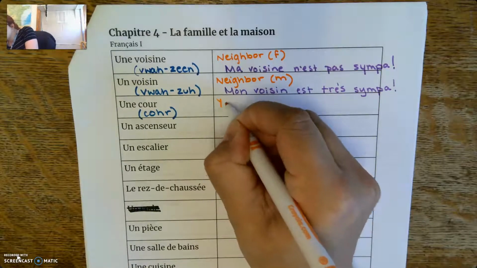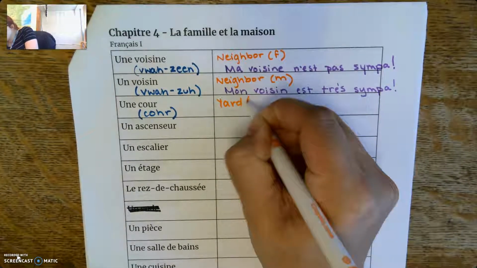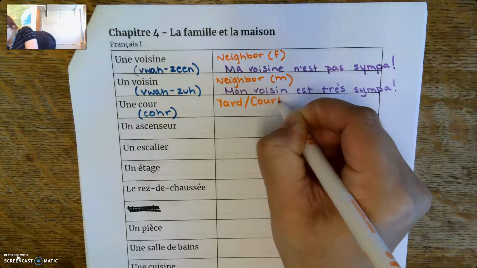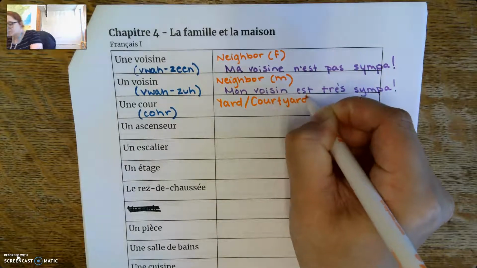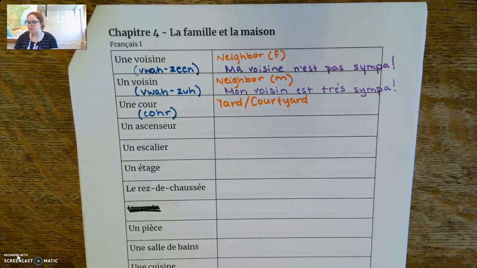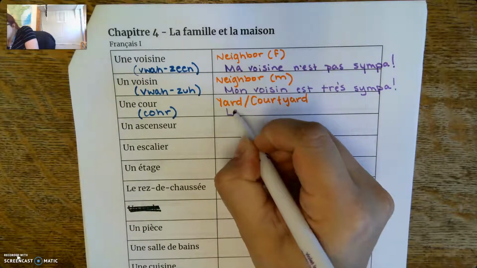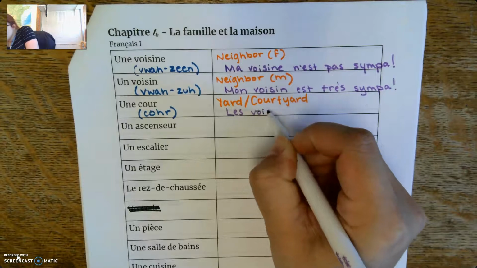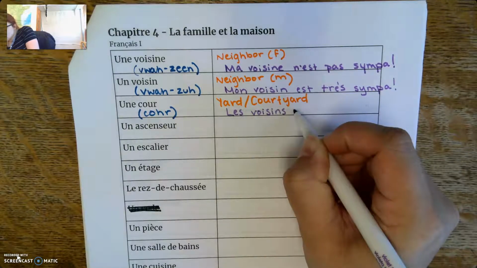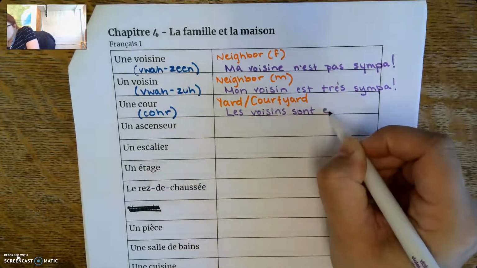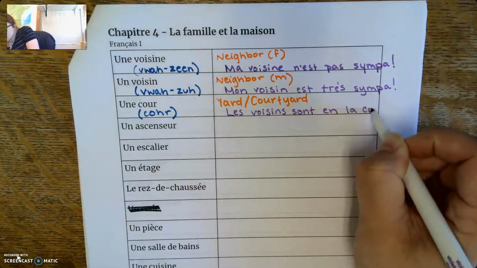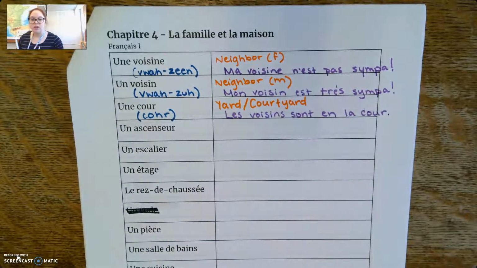This is a yard or courtyard. So for our example sentence, we might write that les voisins sont en la cour. So the neighbors are in the courtyard. Très bien.